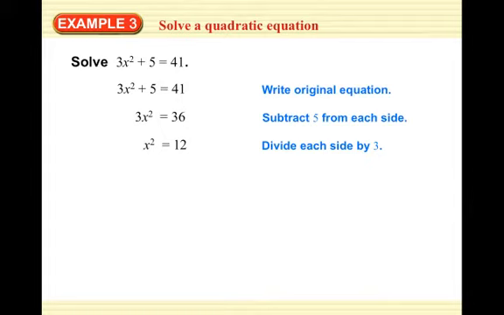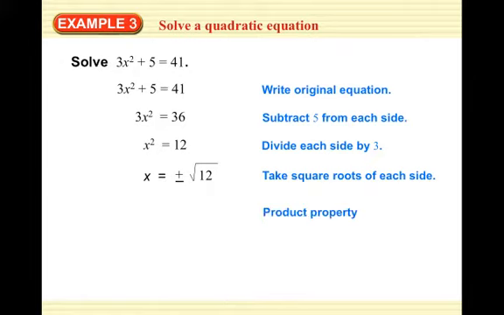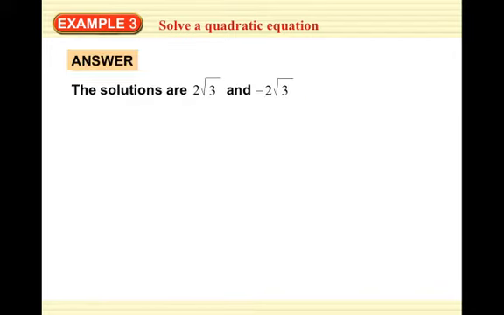So at this point, we take the square root of both sides, and remember on the number side, you want to put the plus or minus. And so we get x equals plus or minus square root of 12. Then we simplify. To do that, we're going to use the product property because 12 has a perfect square factor of 4. So x equals plus or minus square root of 4 times square root of 3. Square root of 4 is 2. And so we get x equals plus or minus 2 square root of 3. And so there's two solutions, 2 square root of 3 and negative 2 square root of 3.